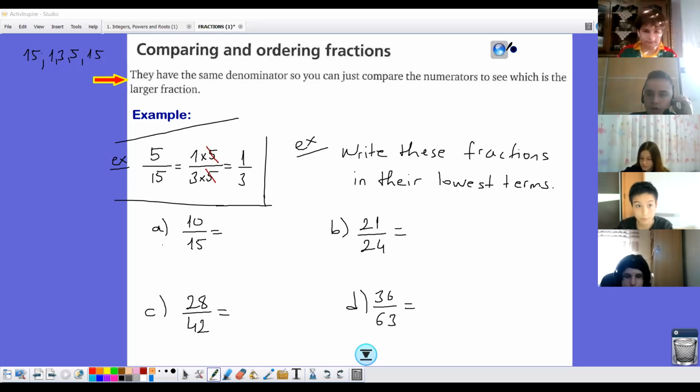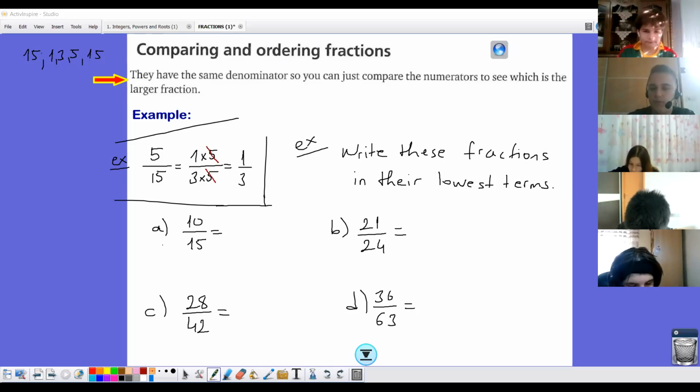Teacher, can the number that is upstairs be higher than the lower one? No. Than the other one? No, because all the numerators are smaller than denominators, so it cannot be, okay?